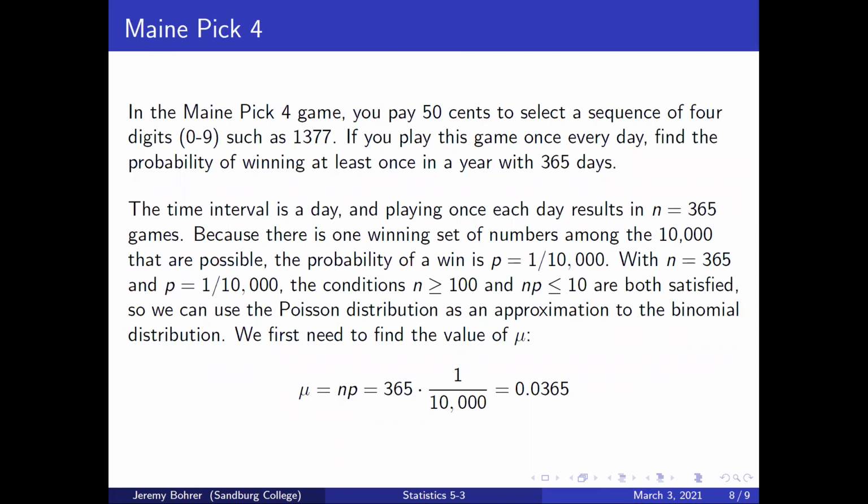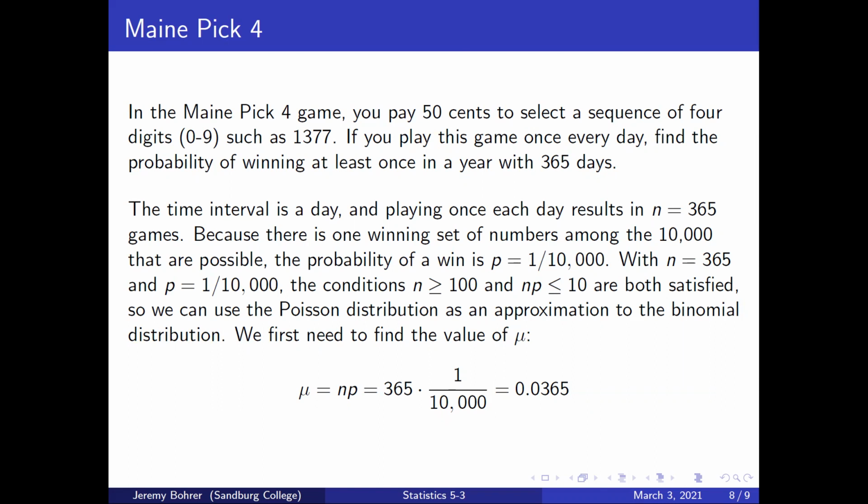In the Maine Pick 4 game, you pay 50 cents to select a sequence of 4 digits, 0 through 9, such as 1377. If you play this game once every day, find the probability of winning at least once in a year with 365 days. The time interval is a day, and playing once each day results in n equals 365 games. Because there is one winning set of numbers among the 10,000 that are possible, the probability of a win is p equals 1 over 10,000.